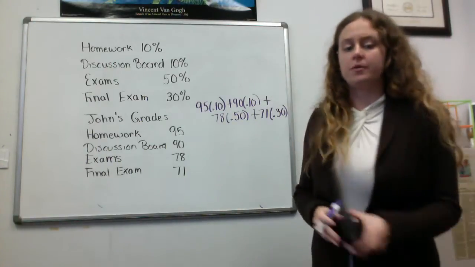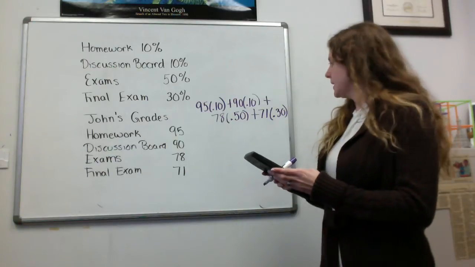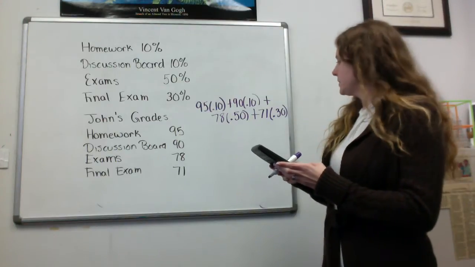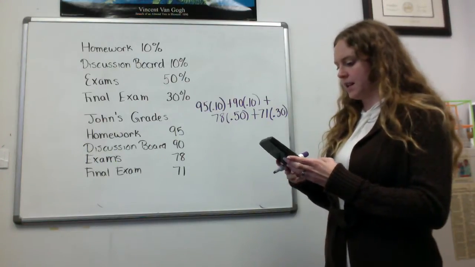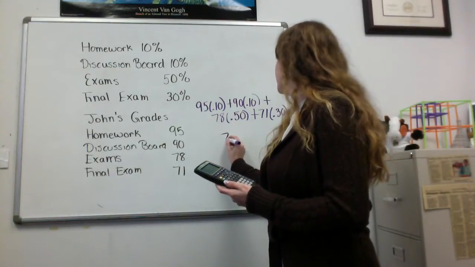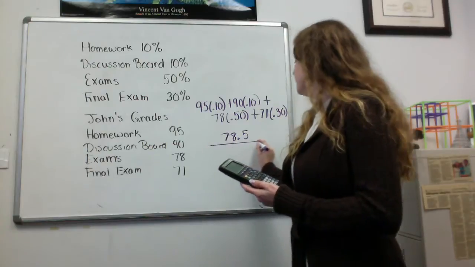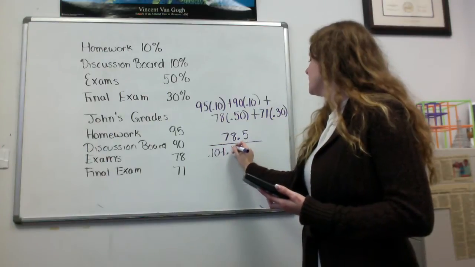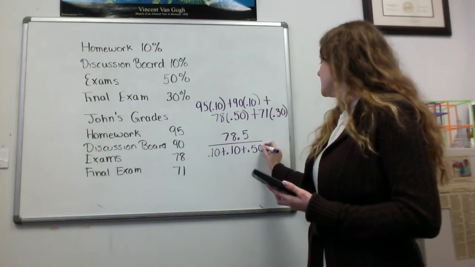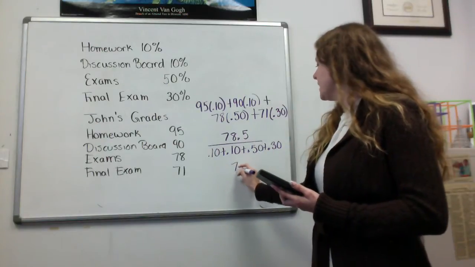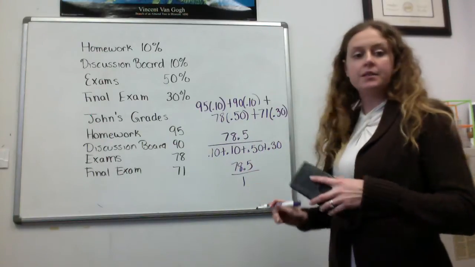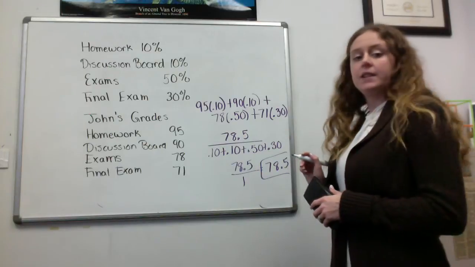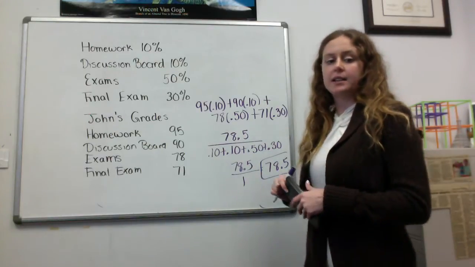So I'm going to get that total. So 95 times 10%, 90 times 10%, 78 times 50%, and 71 times 30%. That gives me a total of 78.5. I'm going to divide that by my total weights. So 10% plus 10% plus 50% plus 30%, which in this case turns out just to be 1. But that might not always be the case. So my weighted mean is 78.5. That would be the grade that this person got in the class.